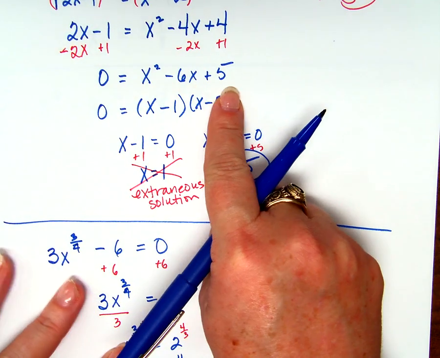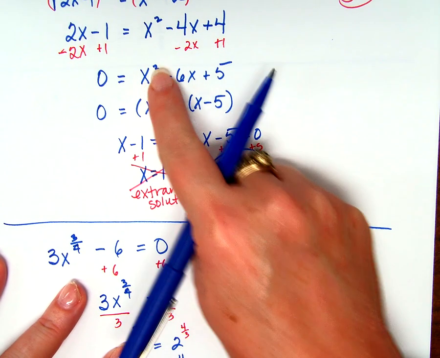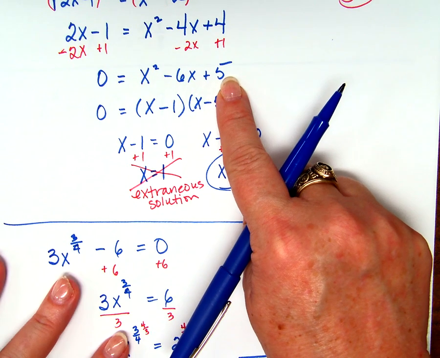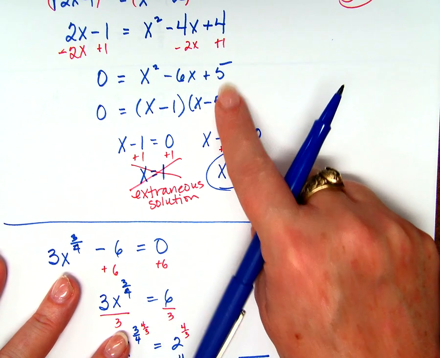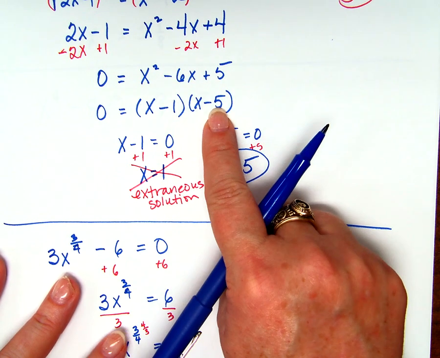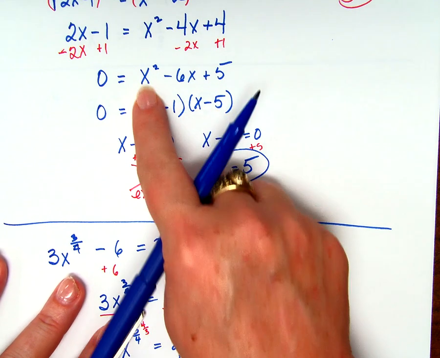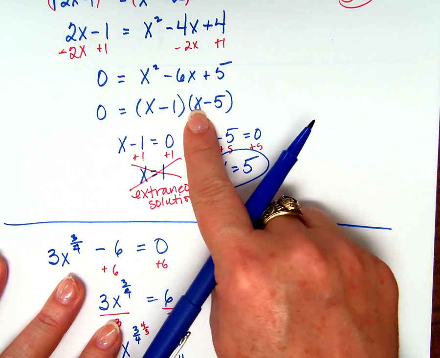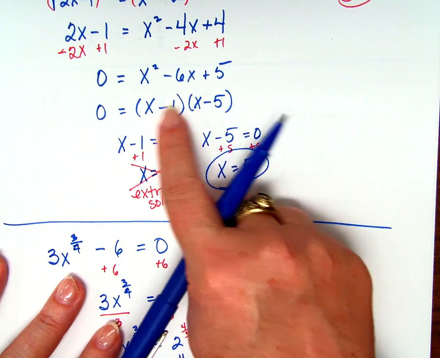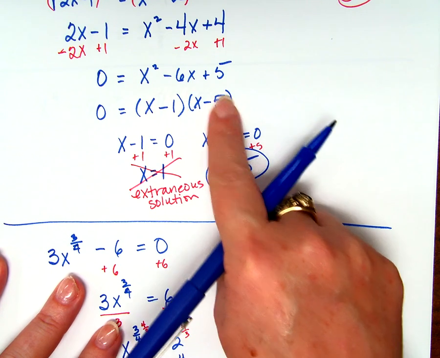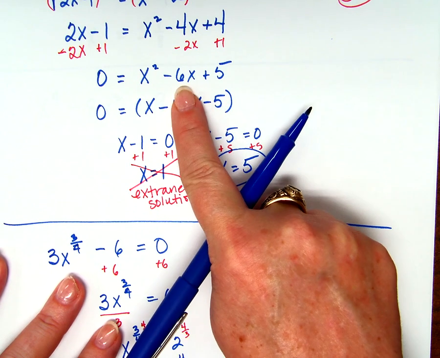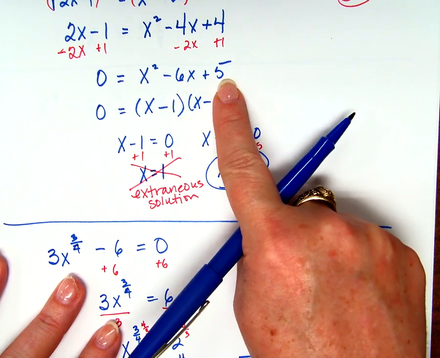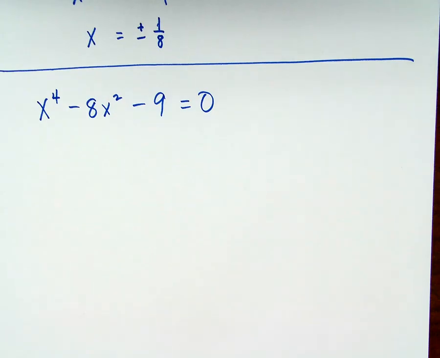This is a quadratic, isn't it? It's x squared and x and a constant, right? So I could say, well, what multiplies to be 5 and adds to be negative 6? I said negative 1 and negative 5, because when I multiply it back out, I would get x squared minus 5x minus 1x, which would be negative 6, plus 5. Does that make sense?